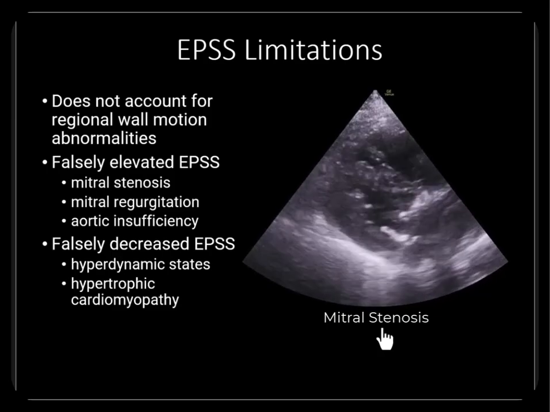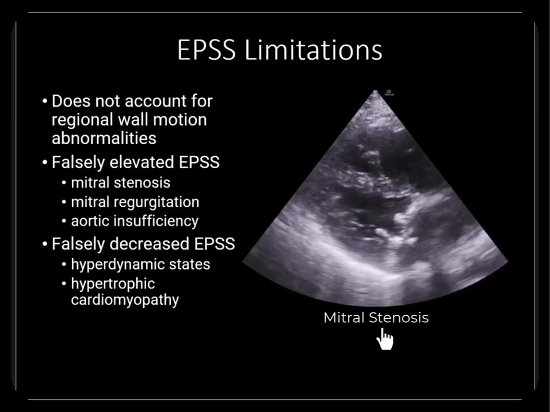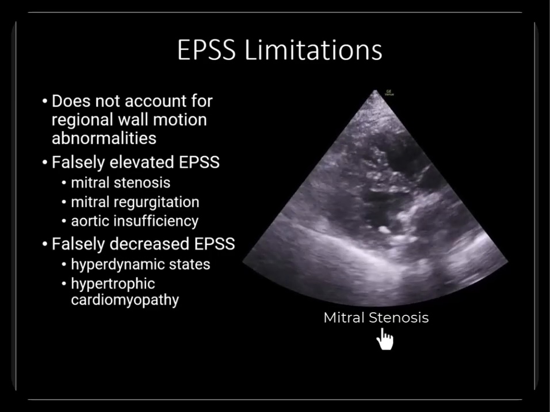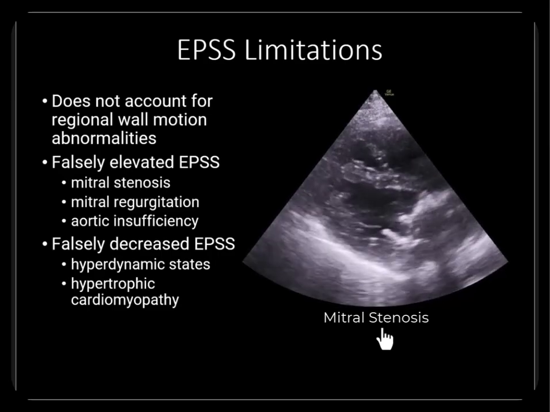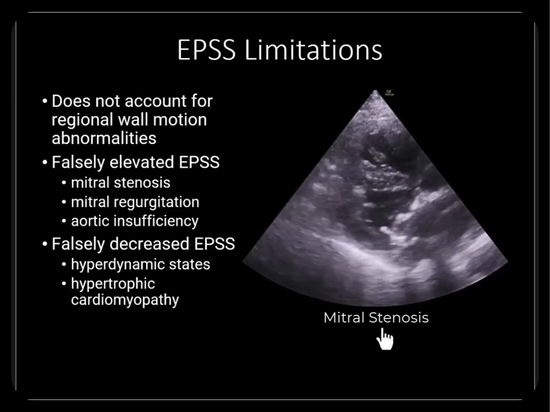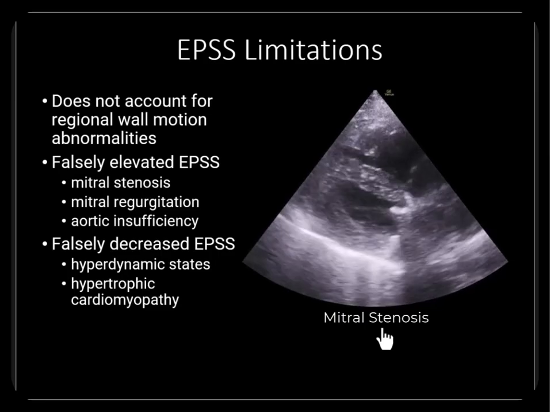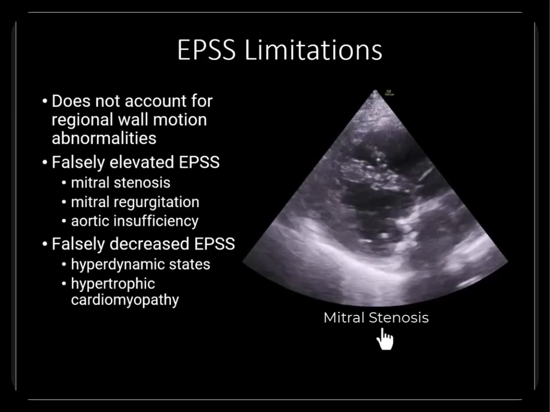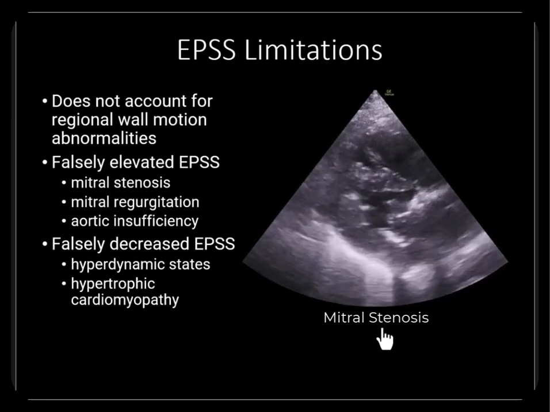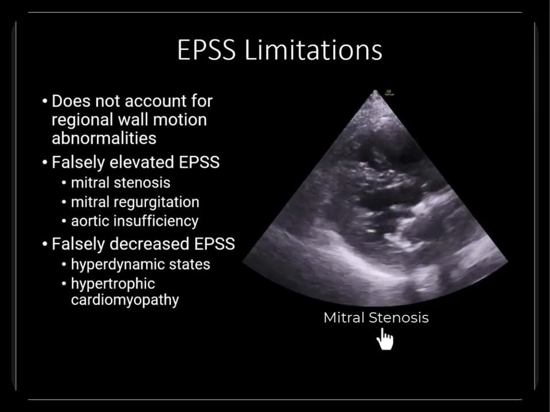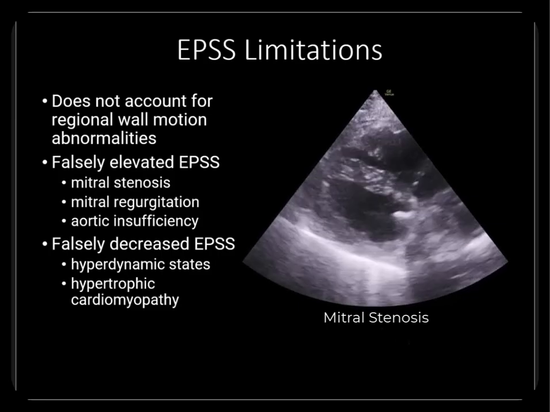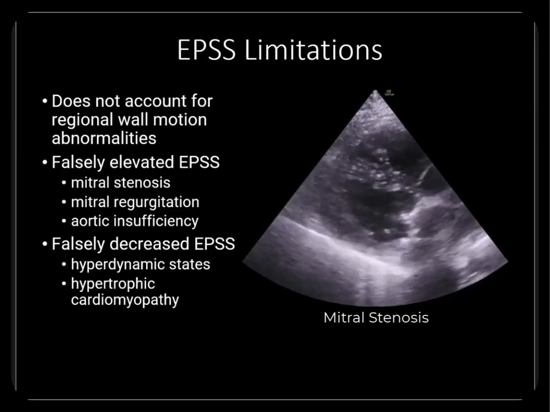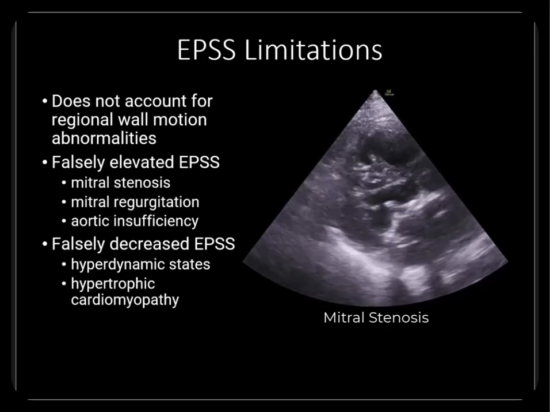With this condition, blood leaks back, and this increases LV volume and dilates the chamber, pushing the septum farther away from the mitral valve. You can have falsely decreased EPSS measurements. Think about a hyperdynamic left ventricle and how vigorously it's contracting. This exaggerates motion of the mitral valve, lowering the EPSS distance. And with hypertrophic cardiomyopathy, the septum is thick, so the distance to the mitral valve is reduced during diastole, leading to a lower measurement, even if the LV function is compromised.